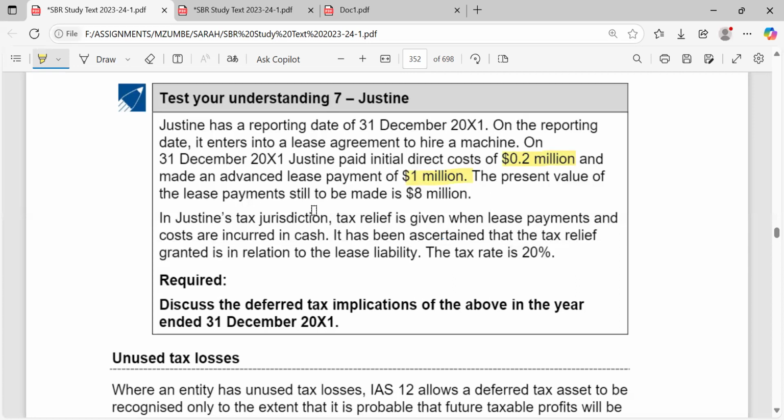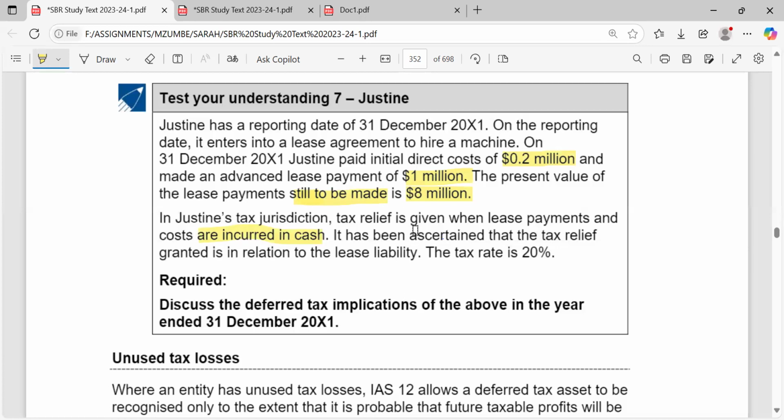The present value of the lease payments still to be made is 8 million. Still to be made means the present value of future lease payments. So it doesn't include this advance lease payment, right? Because it is still to be made, right? In Justin's tax jurisdiction, tax relief is given when lease payments and costs are incurred in cash, right? You see? When they are incurred in cash.